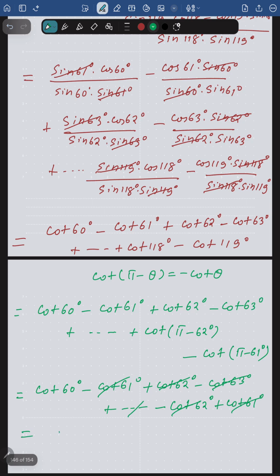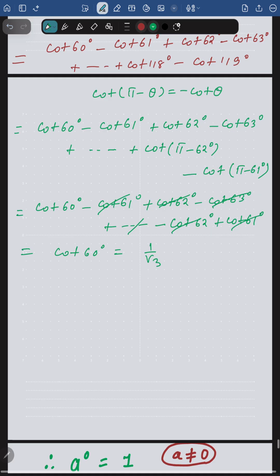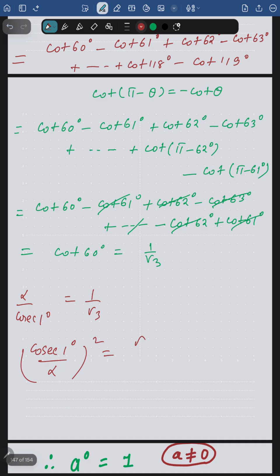There must be some term as plus cot 63 degree. Therefore we are left with cot 60 degree, and cot 60 degree is only how much? Tan 60 is root 3, so cot 60 degree is 1 upon root 3. Therefore our left hand side expression was what? Alpha upon cosec 1 degree is 1 upon root 3, but we have to find cosec 1 degree upon alpha whole square, which is equal to root 3 upon 1 whole square, that is 3. So this is your answer.